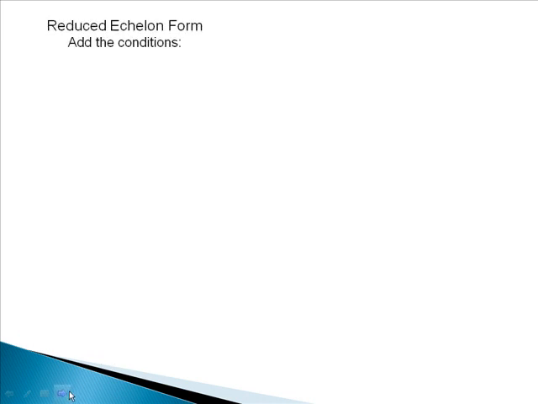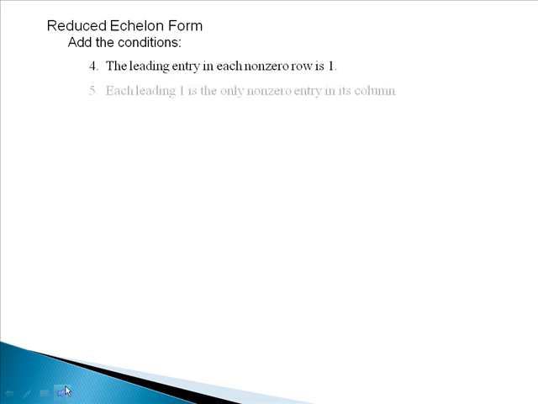Then we have what we call reduced echelon form, and we add in the following conditions. Number 4, the leading entry in each non-zero row is a 1. Number 5, each leading 1 is the only non-zero entry in that column.